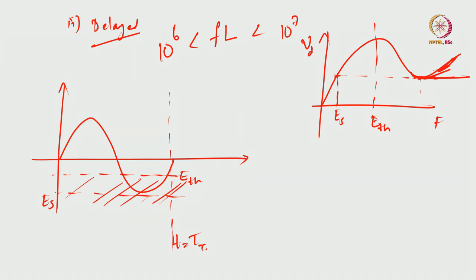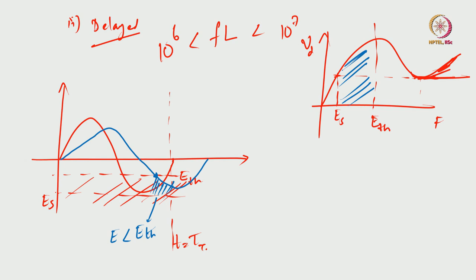However, in the delayed mode, maybe I will take a different color to make it easier. In delayed mode, your oscillation will happen something like this, and goes like that. What is happening here is that at this point it is crossing E threshold, which means the domain at this point is where the field is less than the threshold. So you are looking at this part of the field.